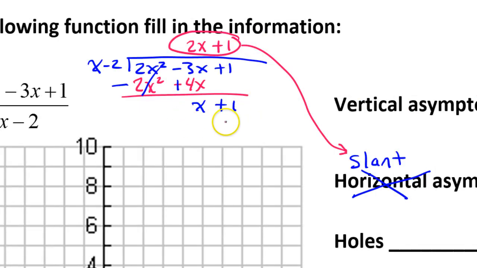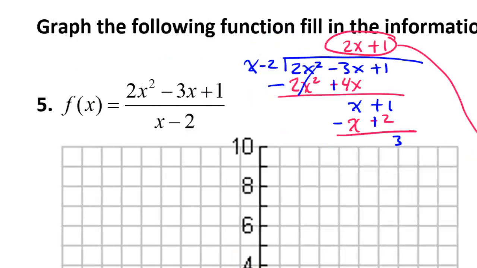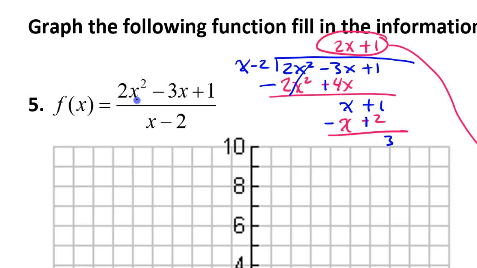But you know what? I think I will keep going to see if there is a remainder. So if I do 1 times this, I'm going to get x minus 2. And then we would change signs, minus, plus. So I have a remainder of 3. Because there's a remainder, that means that x minus 2 does not divide evenly into this, which means that the x minus 2 doesn't cancel out. So there will not be a hole.